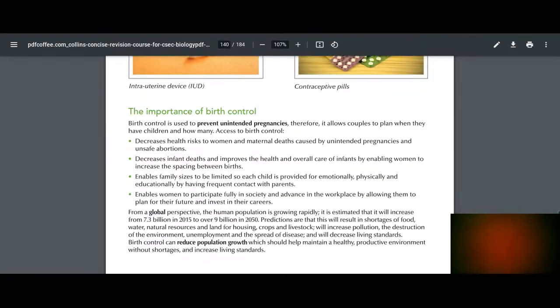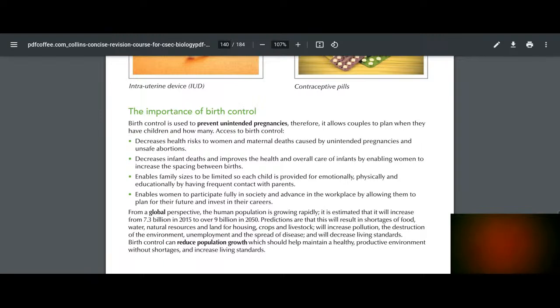So what is the importance of birth control? Birth control basically prevents unintended pregnancy. That's one. It decreases health risks to women and maternal deaths. It also decreases infant deaths and improves the health and overall care of infants by enabling women to increase the space between births. It enables family size to be limited so each child is provided for emotionally, physically, and educationally by having frequent contact with parents.